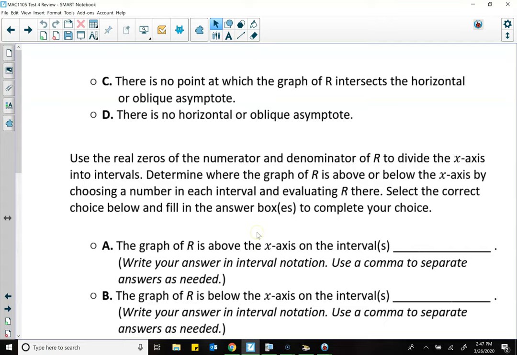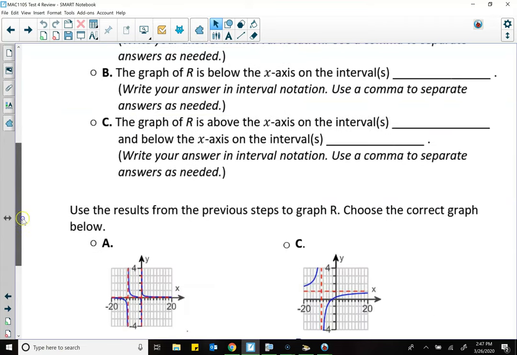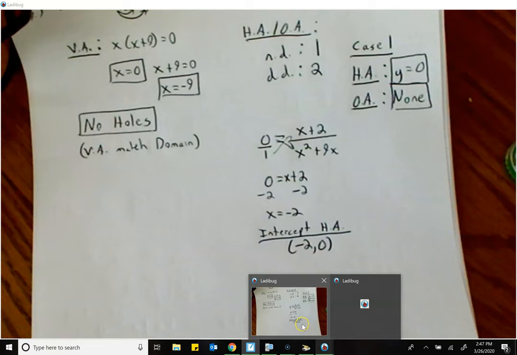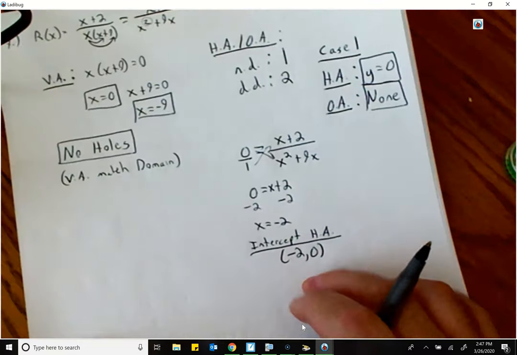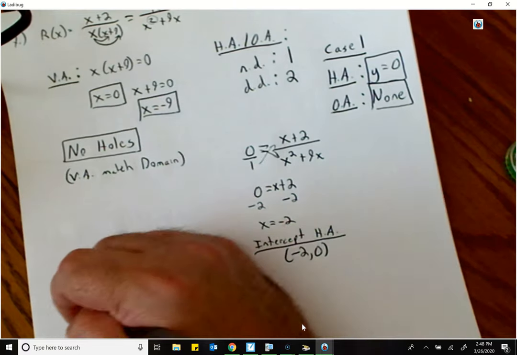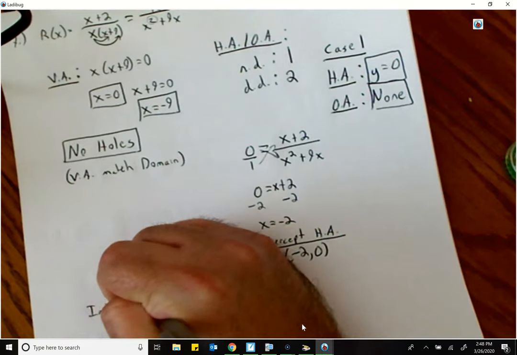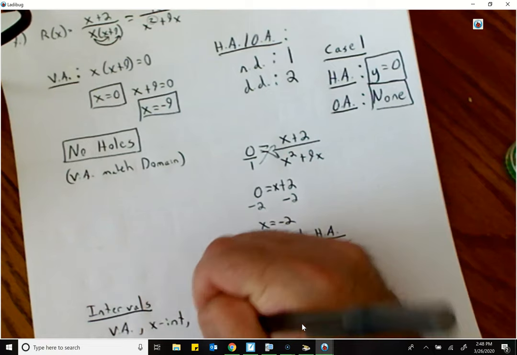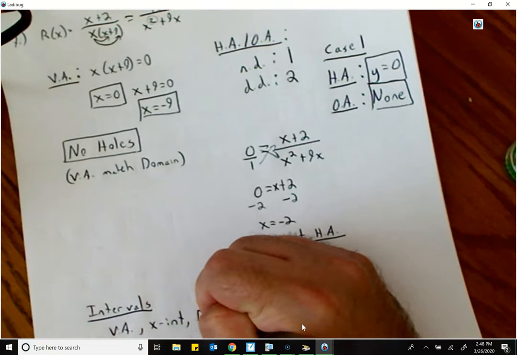And then now it says use the real zeros to divide the graph. Okay, and we want to know when we're above or below the x-axis. We'll get to this question here in a moment, because again, it's better to have the graph, in which down here, you'll notice the last step is to actually select the graph. Okay, so let's go ahead and use this information to help us select which graph it's going to be. Okay, so in order to do this, we're now going to look at intervals. We're going to create intervals. And these intervals are all about the vertical asymptotes, the x-intercepts, and the domain values that we throw out.